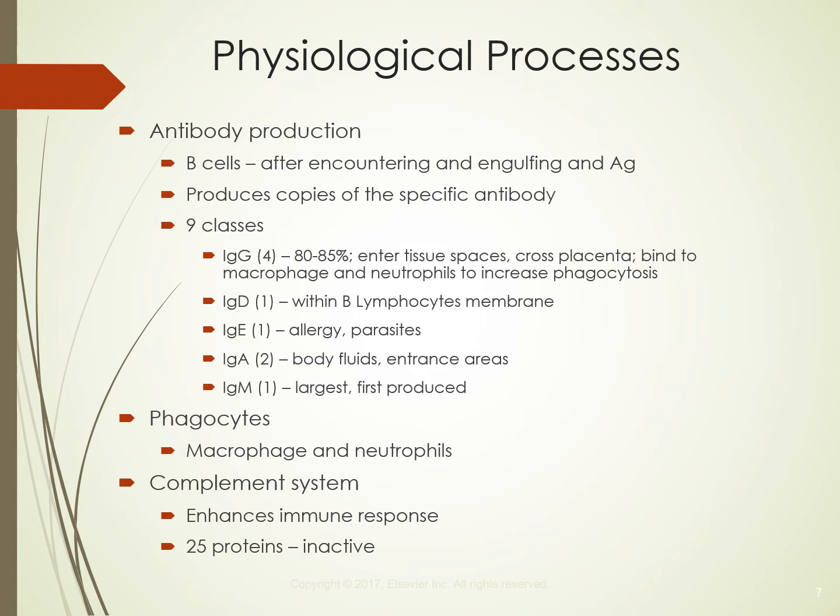Antibody production. Antibodies are secreted by B lymphocytes. Antibodies or immunoglobulins are formed after a B lymphocyte encounters and engulfs an antigen and then interacts with helper T lymphocytes. The B lymphocytes then begin producing identical copies of a specific antibody. Researchers have identified 9 classes of antibodies or immunoglobulins, 4 forms of IgG, 2 forms of IgA, and 1 form each of IgE, IgM, and IgD.